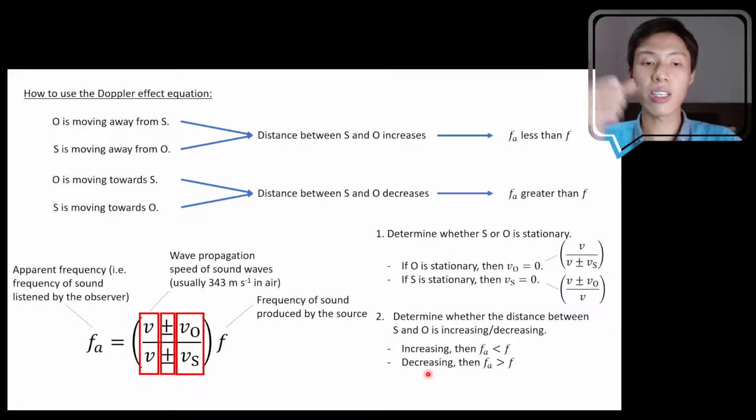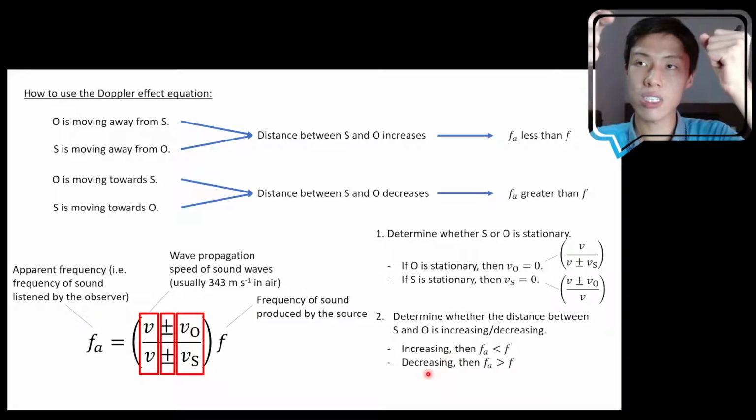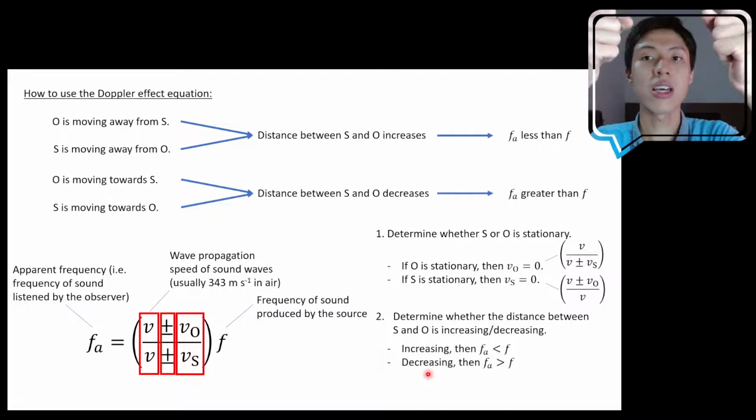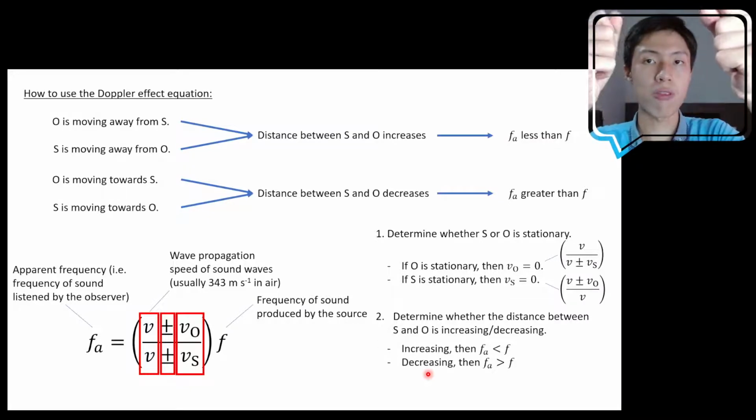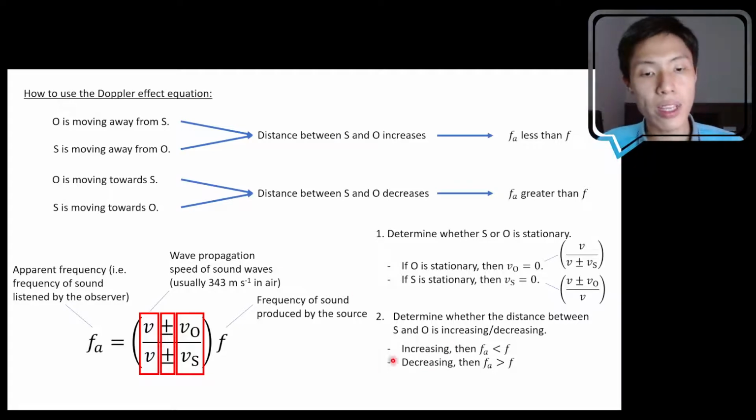Whereas if the distance between the sound source and the observer decreases, it can be the sound source moving towards the observer or the observer moving towards the sound source. When that happens, you know that the apparent frequency will be greater than the frequency of the sound wave produced by the sound source. The observer will have a greater frequency compared to the sound source.